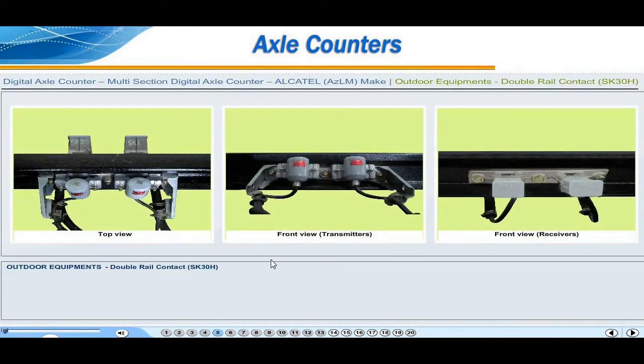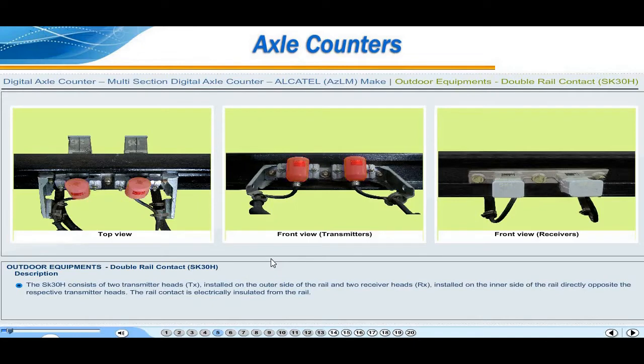Outdoor equipments, double rail contact, that is SK30H. Description. Its main parts are transmitter head, receiver head, protective hose, and fixing parts for hose. The SK30H consists of two transmitter heads, that is TX, installed on the outer side of the rail and two receiver heads, that is RX, installed on the inner side of the rail directly opposite to the respective transmitter heads. The rail contact is electrically insulated from the rail.